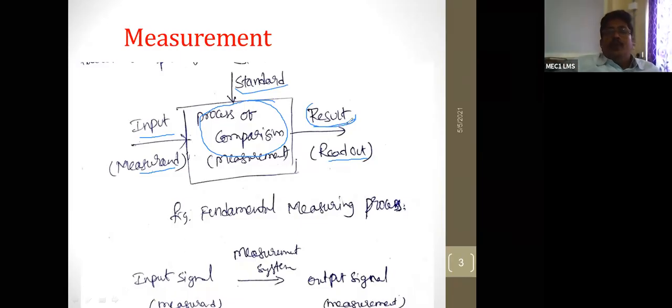The result we can also call the output, in other words the reading. We can read the data from the monitor, or note it down. That is nothing but a parameter, a physical variable we can measure, which we call a measurement. So whatever physical variable we measure with the help of an instrument is called a measurement, by comparison with the standard one. This is the fundamental of the measuring process.